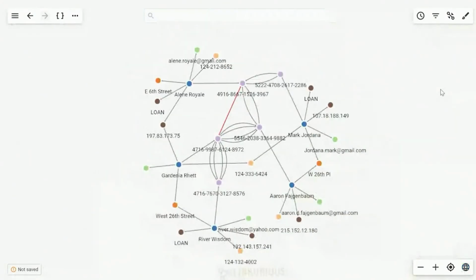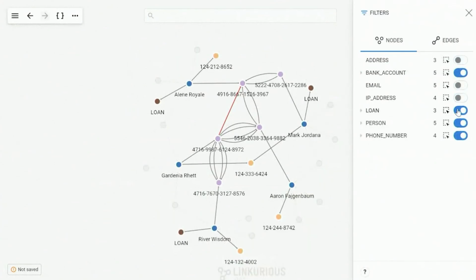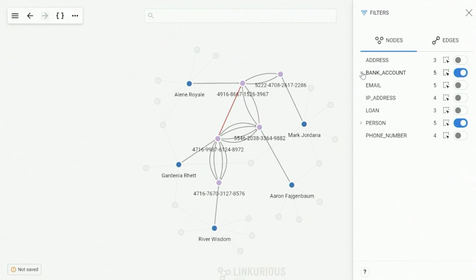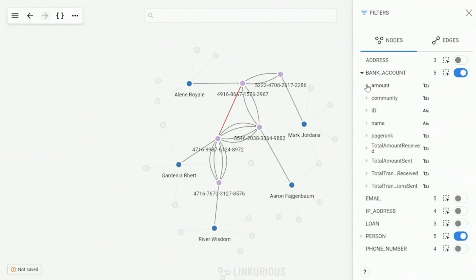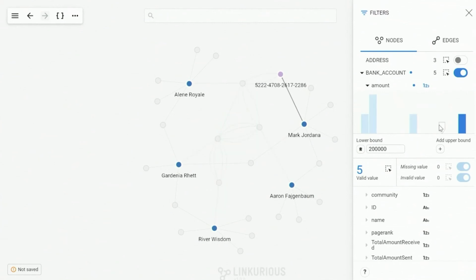If I want to understand deeper what's going on, I can also slice and dice the data. So maybe I want to remove the addresses, the emails, the IP addresses, the loans, the phone numbers, to just focus on the financial aspect of the situation. These transactions, I can filter them further, maybe focusing on the ones with the biggest amount. Okay, so I can do that.